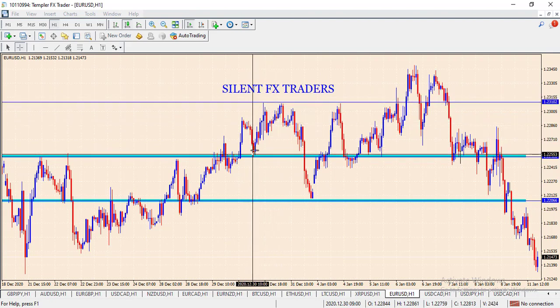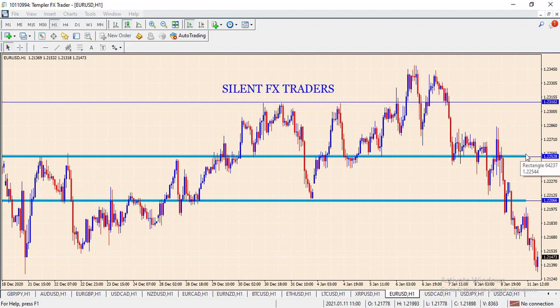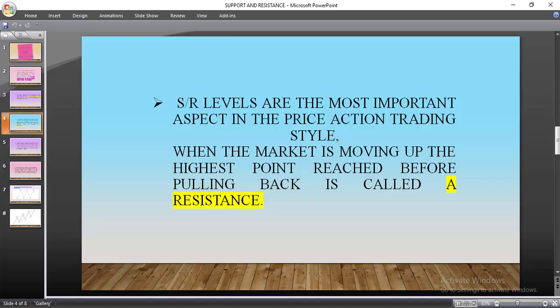The market had to push up and reached this level. Let me also highlight it. It reached this level, which was a resistance level, and had to push back to the downside. After pushing back to the downside, this was our resistance level. Our resistance level was formed. Let's continue.